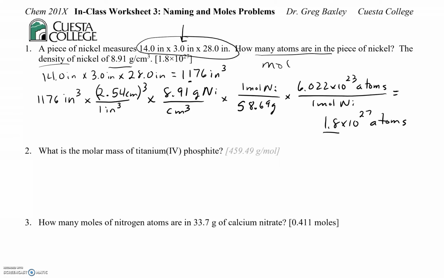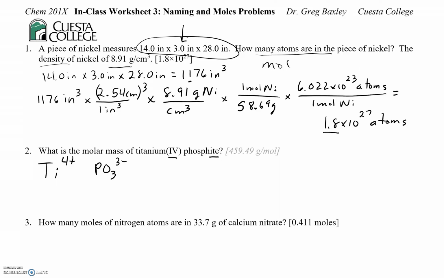The next problem asks to calculate the molar mass of titanium 4 phosphite. It's really important at this point in the class that you're able to translate names of chemical compounds to formulas of chemical compounds. Titanium is Ti. The Roman numeral 4 stands for the charge of the titanium ion in the compound. Phosphite has 1 fewer oxygen because of the ITE suffix than phosphate does. So phosphite is PO3, 3- as an ion.